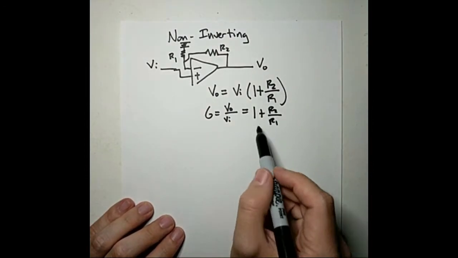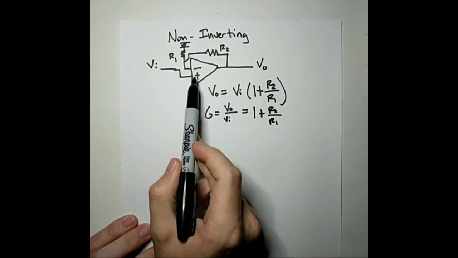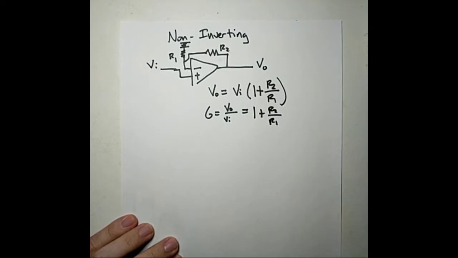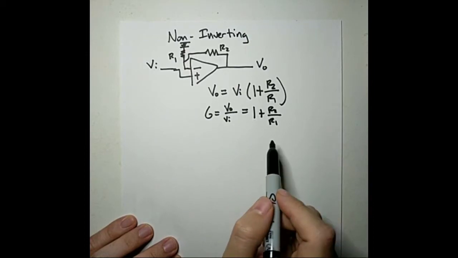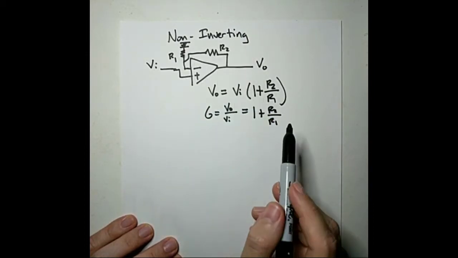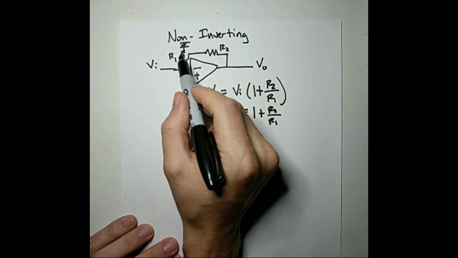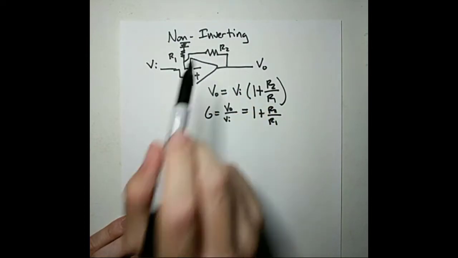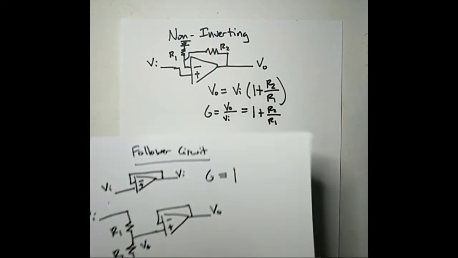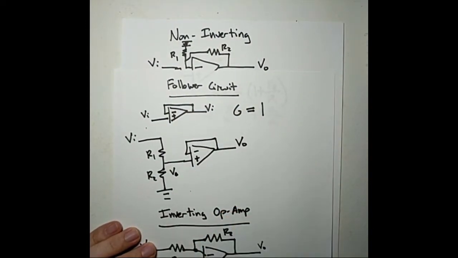So similar to the inverting op amp, but now we don't change the sign because we're going to the non-inverting input. And also notice that our gain can never be less than 1. And essentially, if we counted this resistor to be infinite, so it's an open circuit, and that resistor to be nothing, we end up with just a follower circuit with a gain of 1.